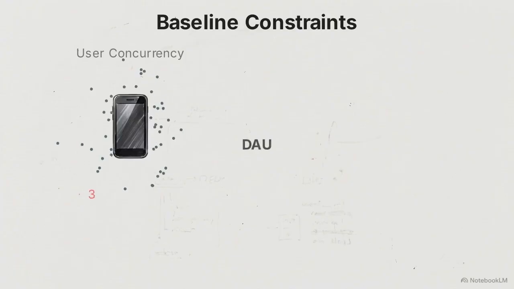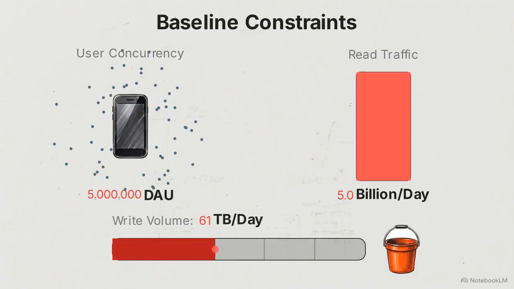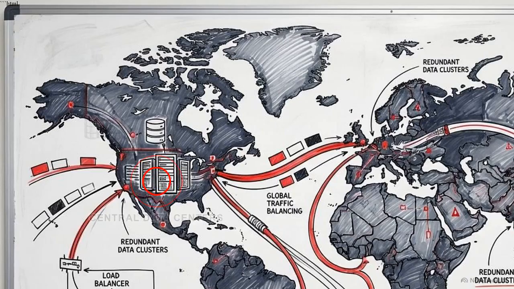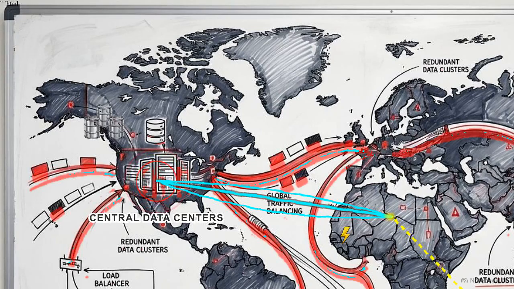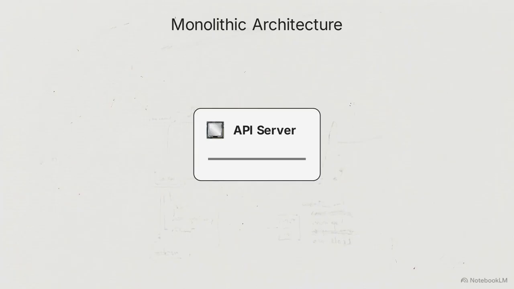We must support 5 million daily active users, requesting 5 billion views every 24 hours, while simultaneously ingesting 150 terabytes of new storage daily. This creates a severe read-write asymmetry. The system must ingest massive petabyte-scale binary large objects, or blobs, while simultaneously returning highly personalized, ultra-low latency reads to viewers around the world. As the schematic shows, a traditional monolithic architecture fails immediately under these conditions.